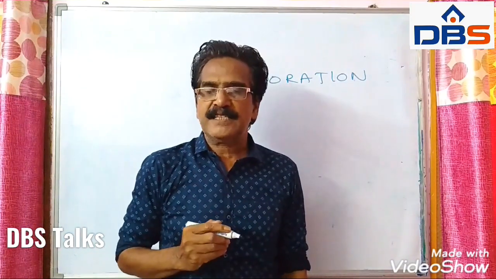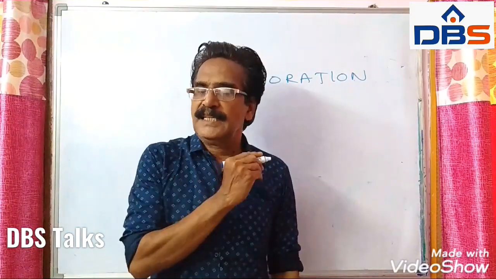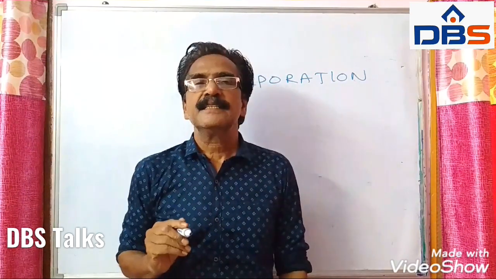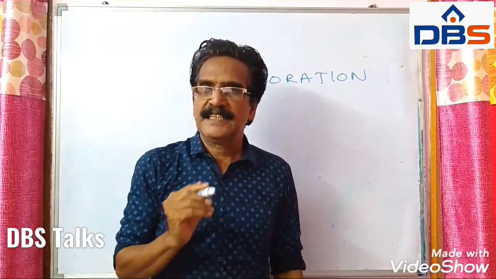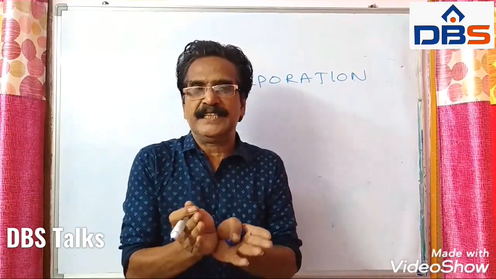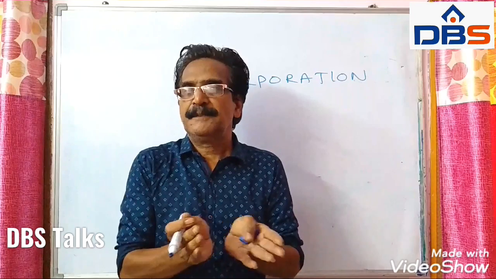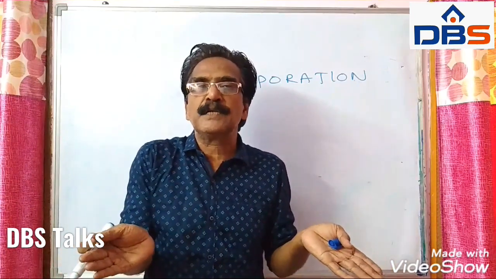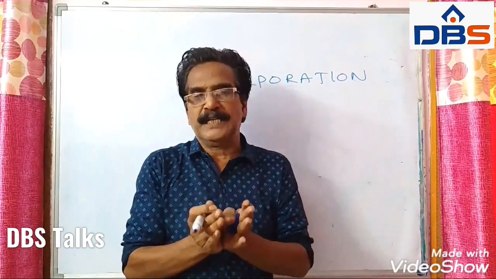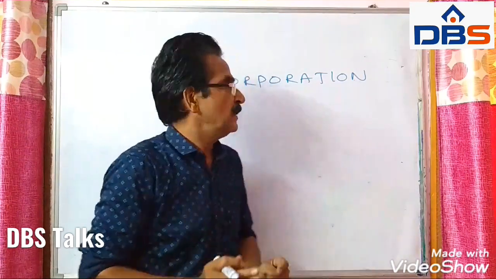In how many ways can the letters of the word corporation be rearranged such that all the vowels should come together? In the previous problem, no 2 vowels came together. Here the condition is all the vowels should come together.